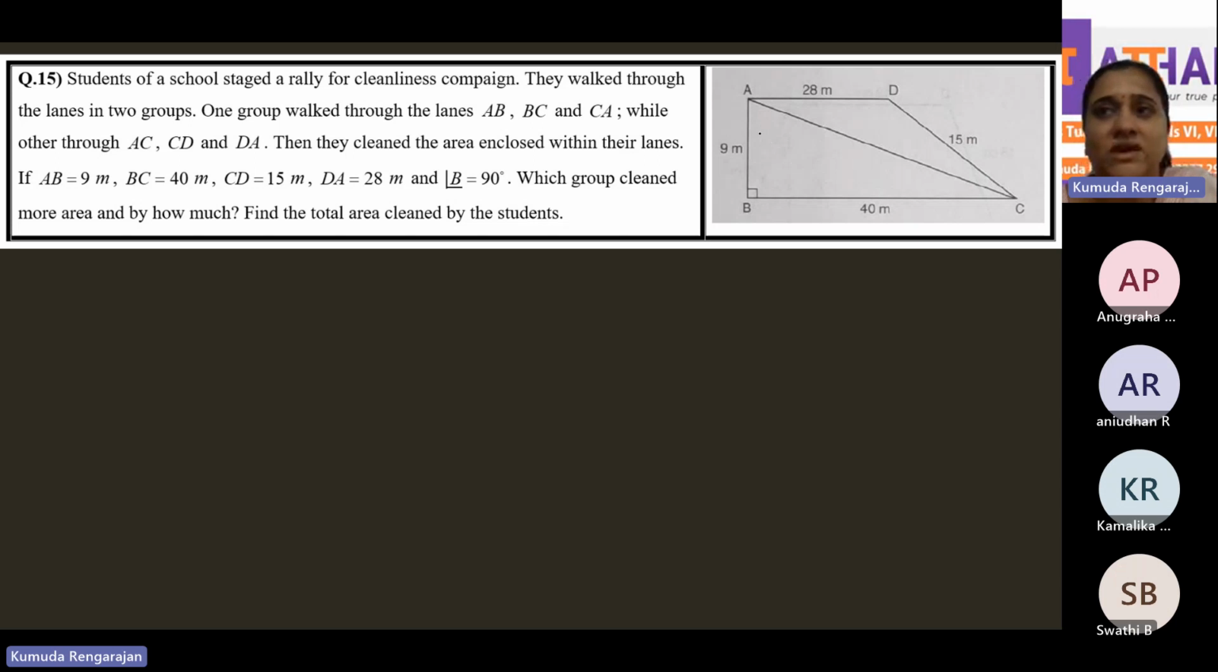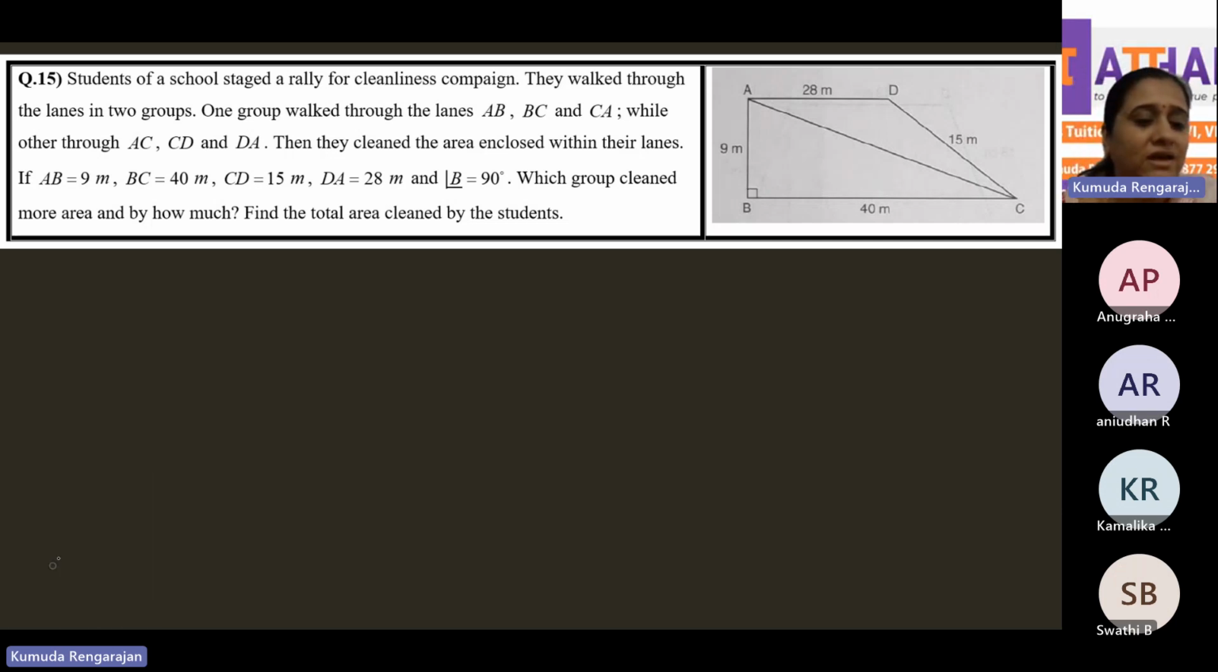So here you have this triangle ABC, right? It's already marked. Angle B is 90 degrees. So that means this is the right triangle. So you can find the area of this triangle using the formula half base into height. You don't have to use Heron's formula. Half base into height. So half into 40 into 9 will be the area of this triangle. Finished.